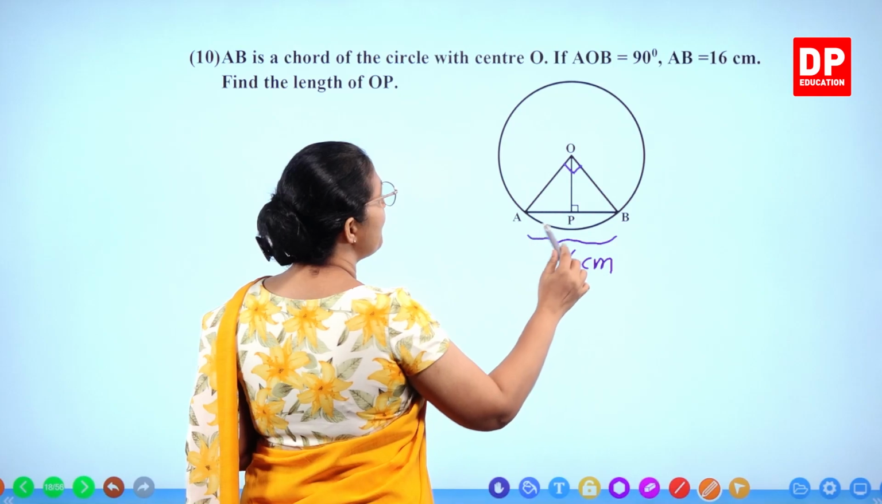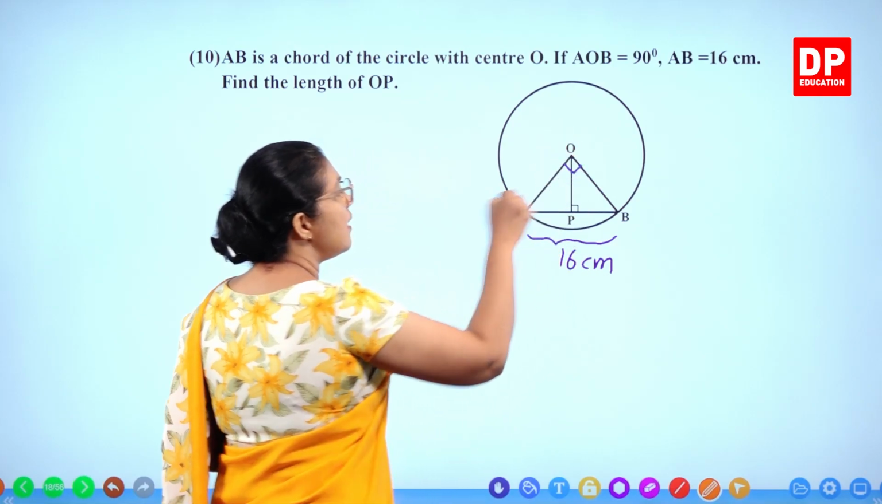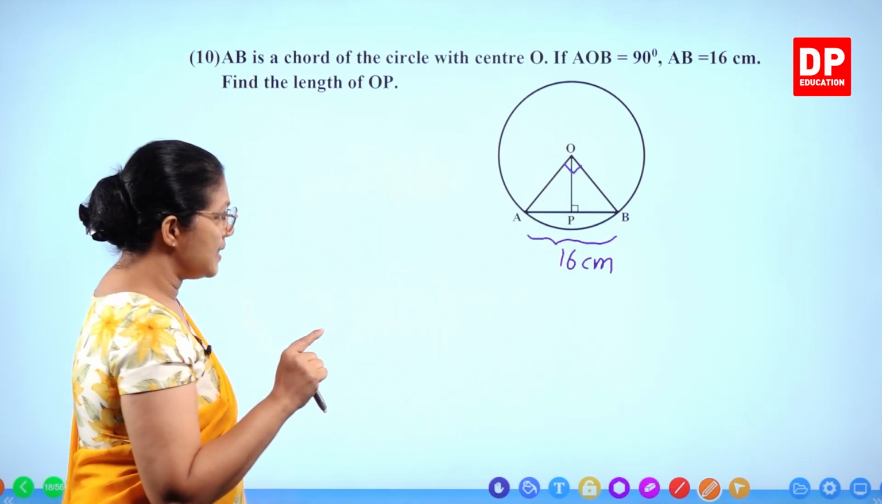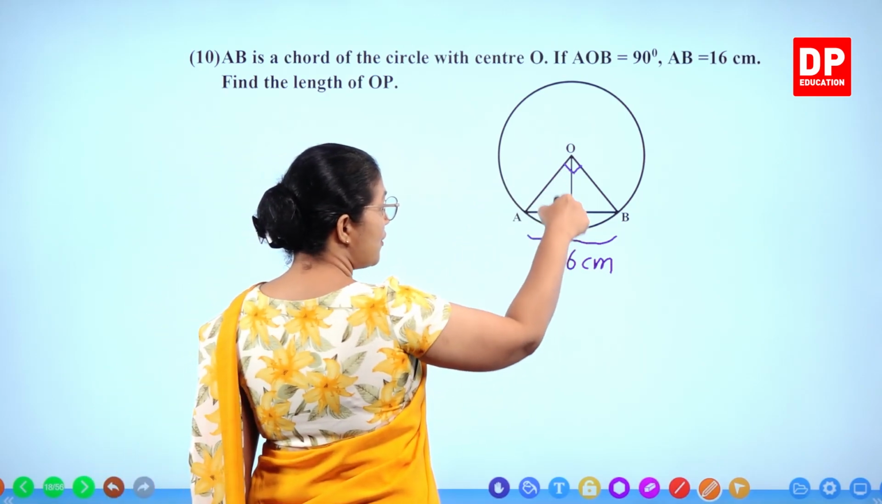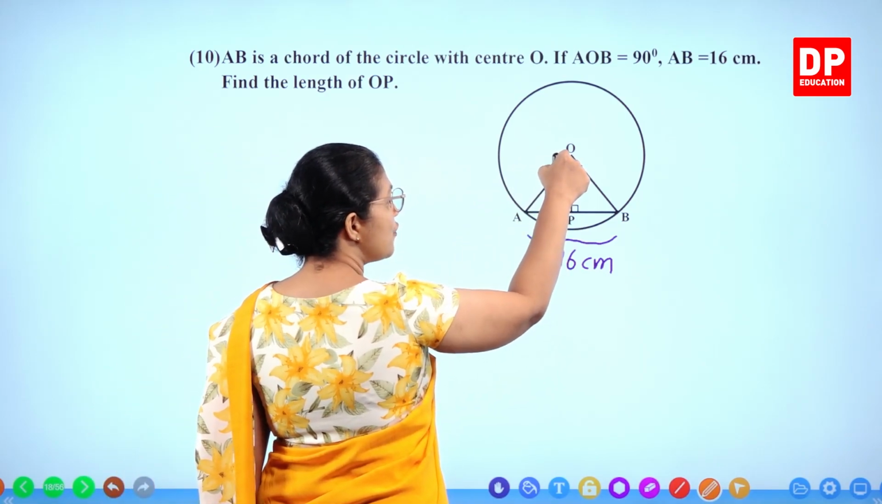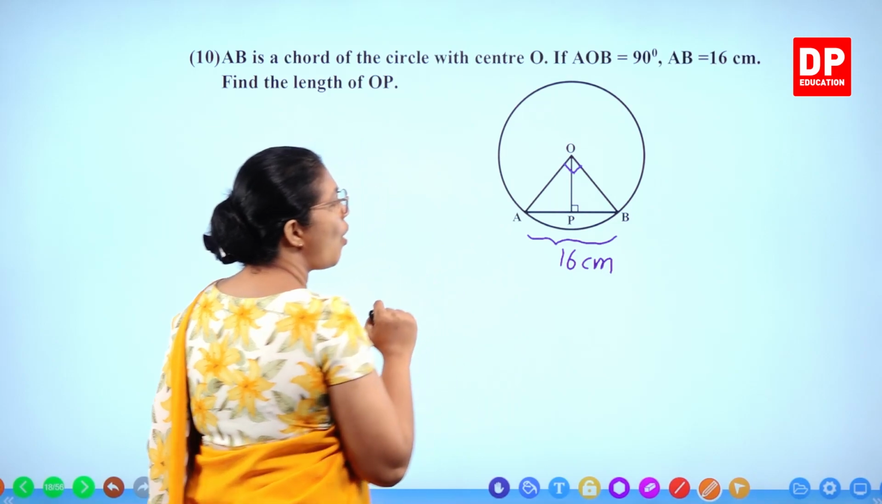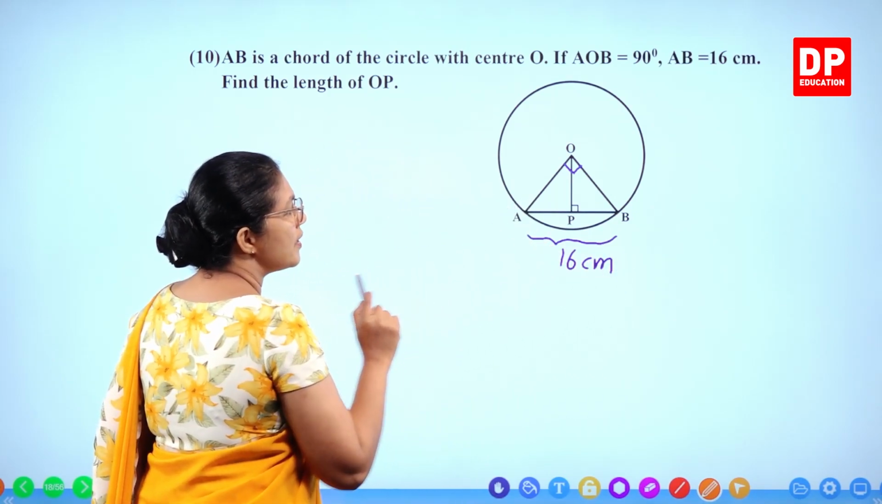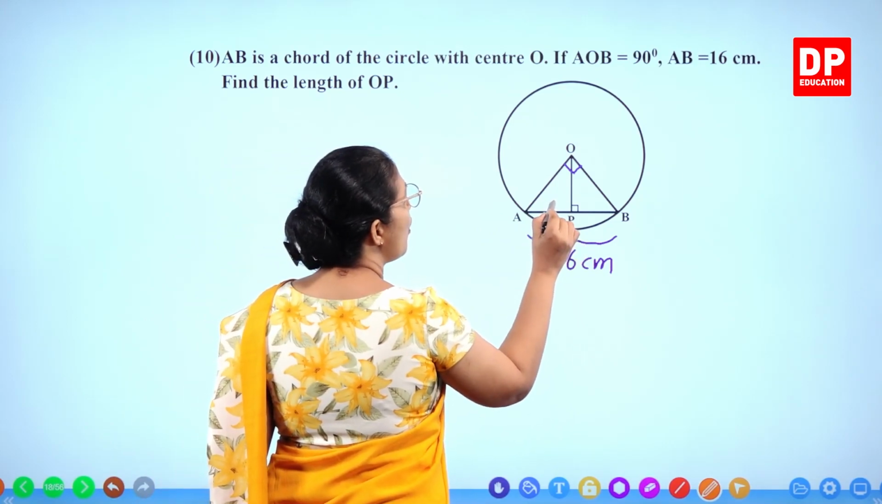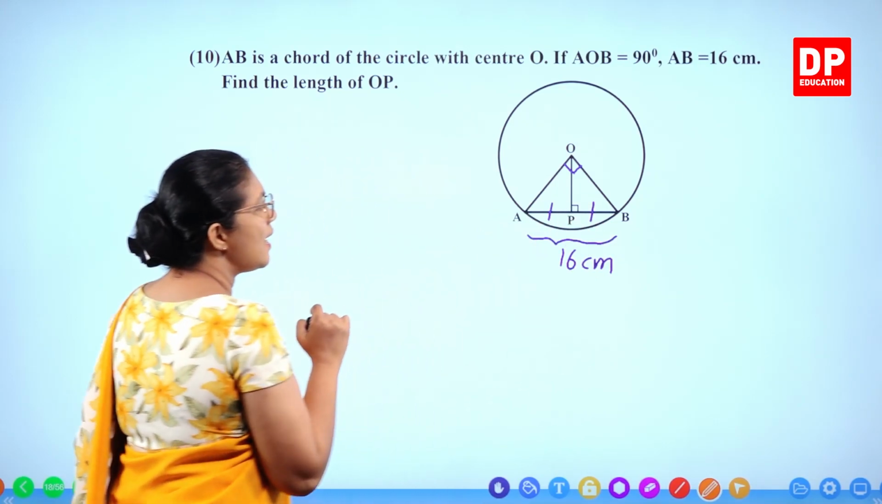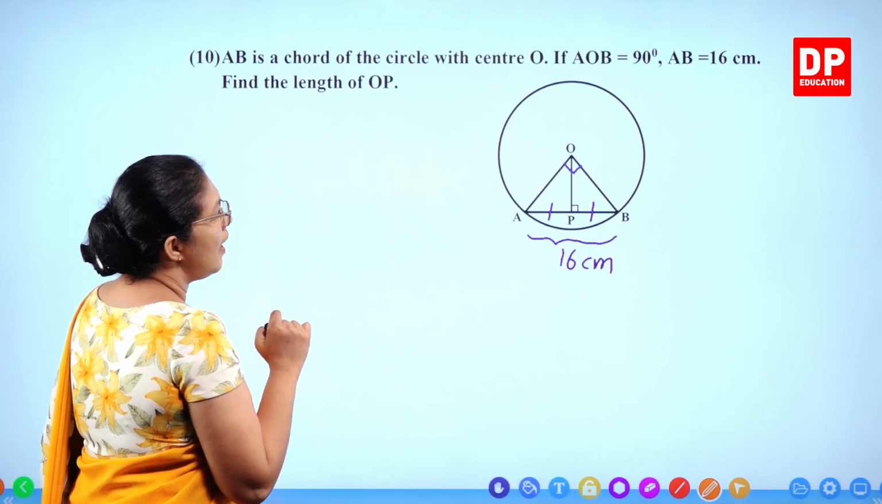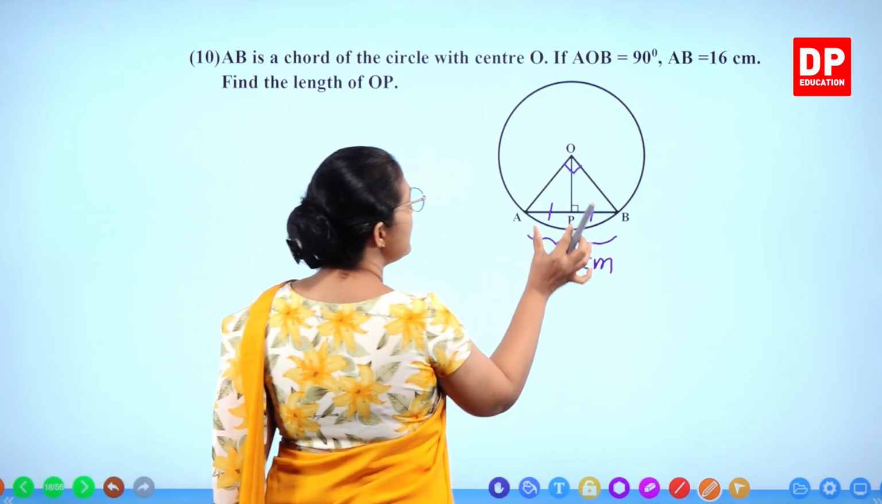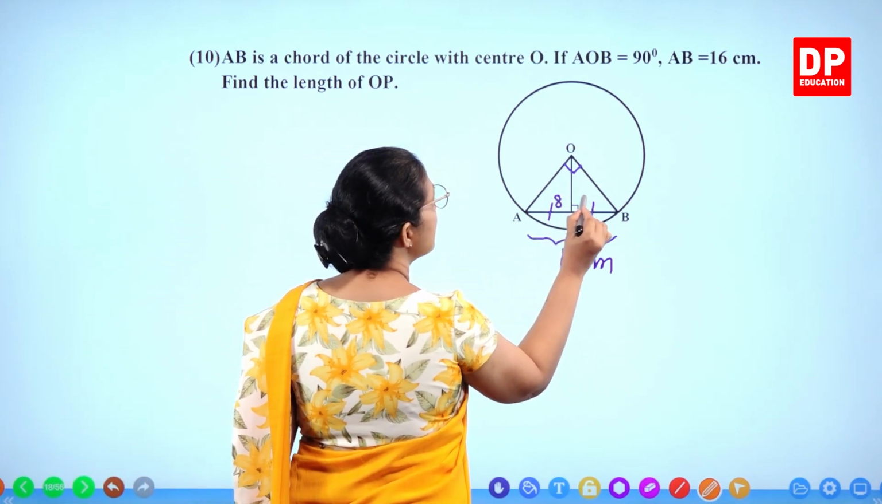So here, the perpendicular line drawn from the center to the chord is bisecting the chord. So P is the midpoint of AB. So these two lengths are equal. And that means this one part is 8.